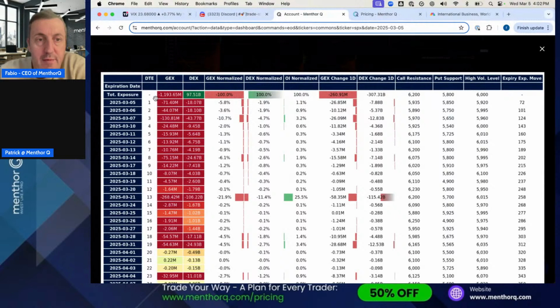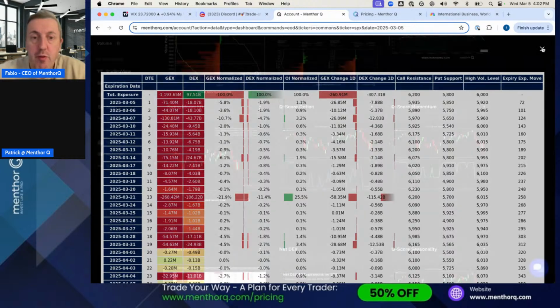the gamma that we have. We have 1 billion in gamma here, and then we have all the different expirations. Obviously, we're going to have OPEX in a couple of weeks. So looking at the change, we also see that we have a negative change in gamma of 260 million, 0.91 over the past day. So that's important to understand.